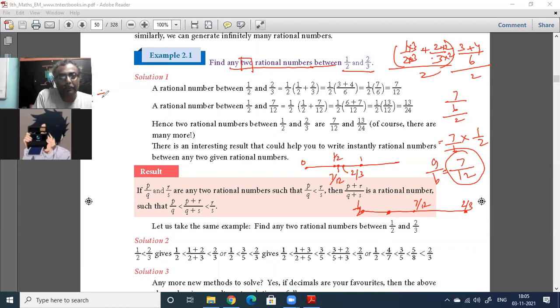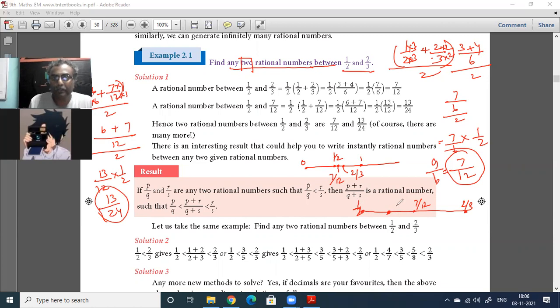So half plus 7 by 12 divided by 2, the arithmetic mean of these two. Again 12 is here. LCM 12, 12 into 6 you get 6, into 1 you get 7, divided by 2. So 13 by 12 into half, 13 by 24. This number is 13 by 24. Now what did you get? Two numbers between half and 2/3. That's what they wanted.